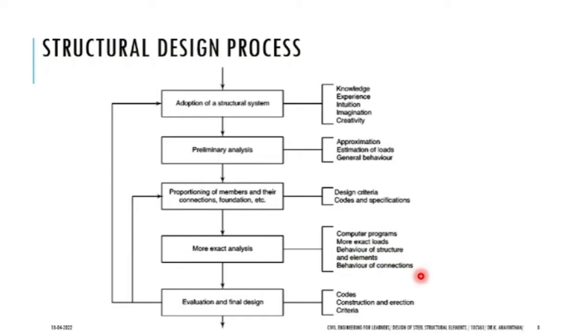So after making the preliminary analysis, here you will be doing the exact analysis, and after that evaluation and final design. So this is the last step. Here you need code, construction and erection criteria. So here comes the design. What you are studying now is the part on evaluation and final design. The design criteria comes here, at these 2 points. So these are the 2 points where you are facing the design criteria and construction codes.